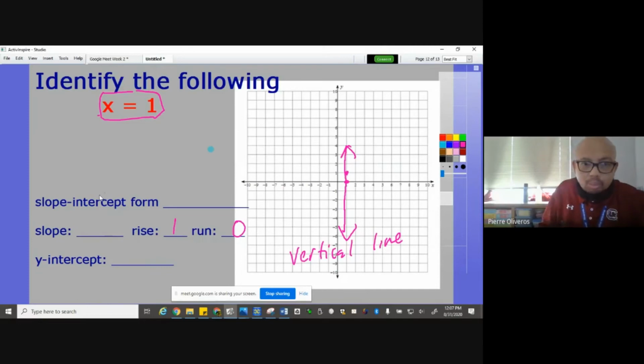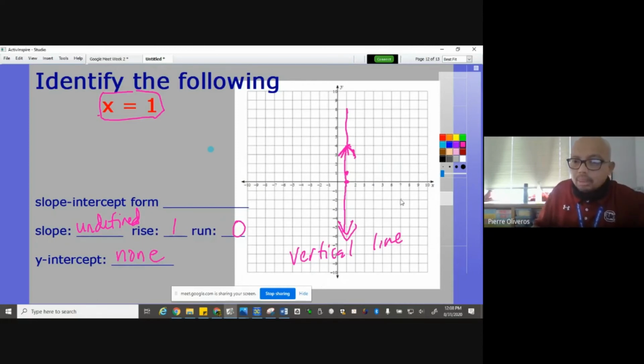And what is the slope here? The slope here is going to be undefined. Do we have a y-intercept? If this line keeps going up, will that cross the y-axis? No. So the answer is none. There's no y-intercept here. All right, there you go.